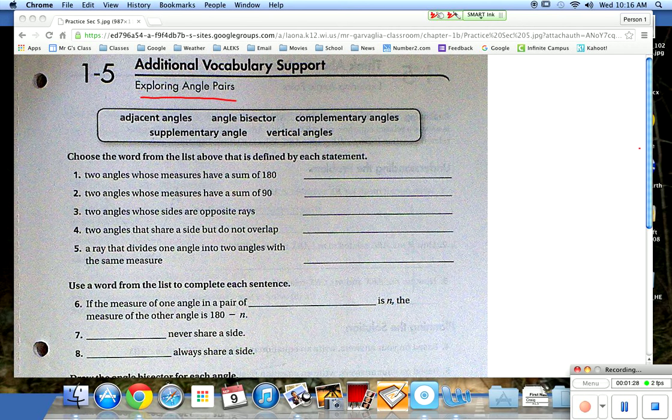Okay? You can write these if you want. If not, when we go through this, I'd put them in here. We're going to go through 1 through 5 here, and we're going to match these up. Complementary angles. One angle complements the other, but what do you mean by that? If I have two lines like this, this angle here complements this angle here, and those other two complement each other.